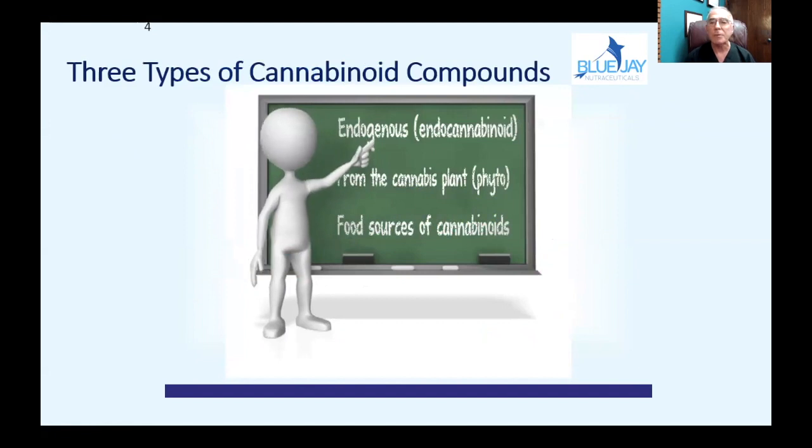So there are three types of cannabinoid compounds. There's endogenous, the natural, innate cannabinoid system, called the endocannabinoid system. These are compounds that are innate in all of our bodies. There's a type from the cannabis plant, called phytocannabinoids, and then there are other food sources of cannabinoids.